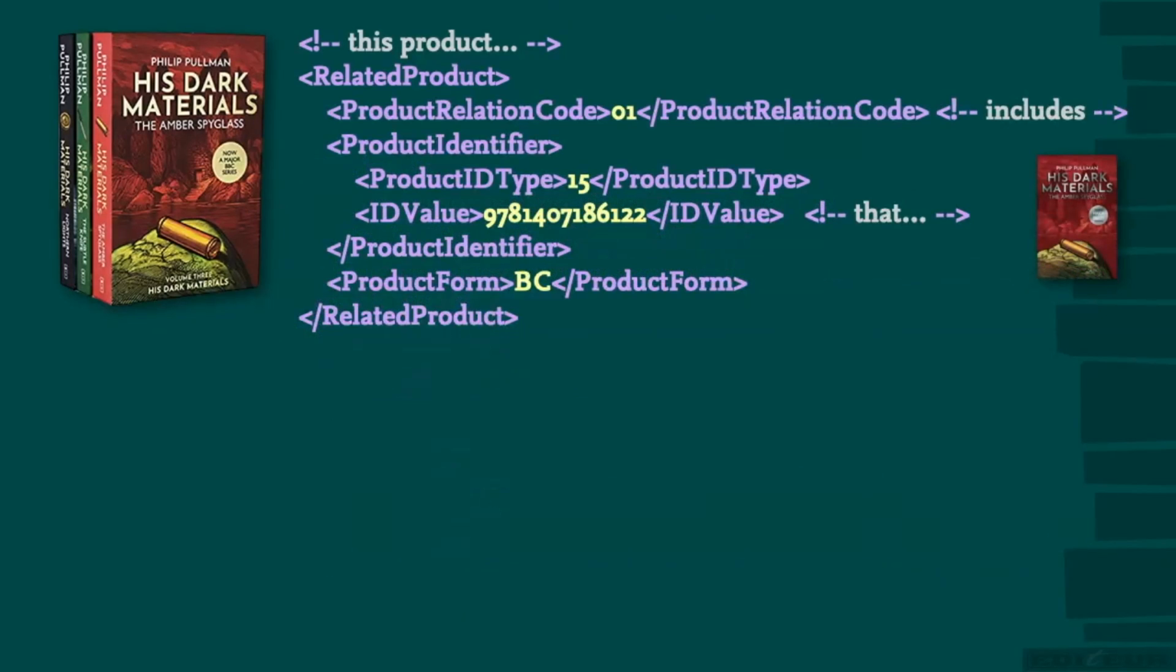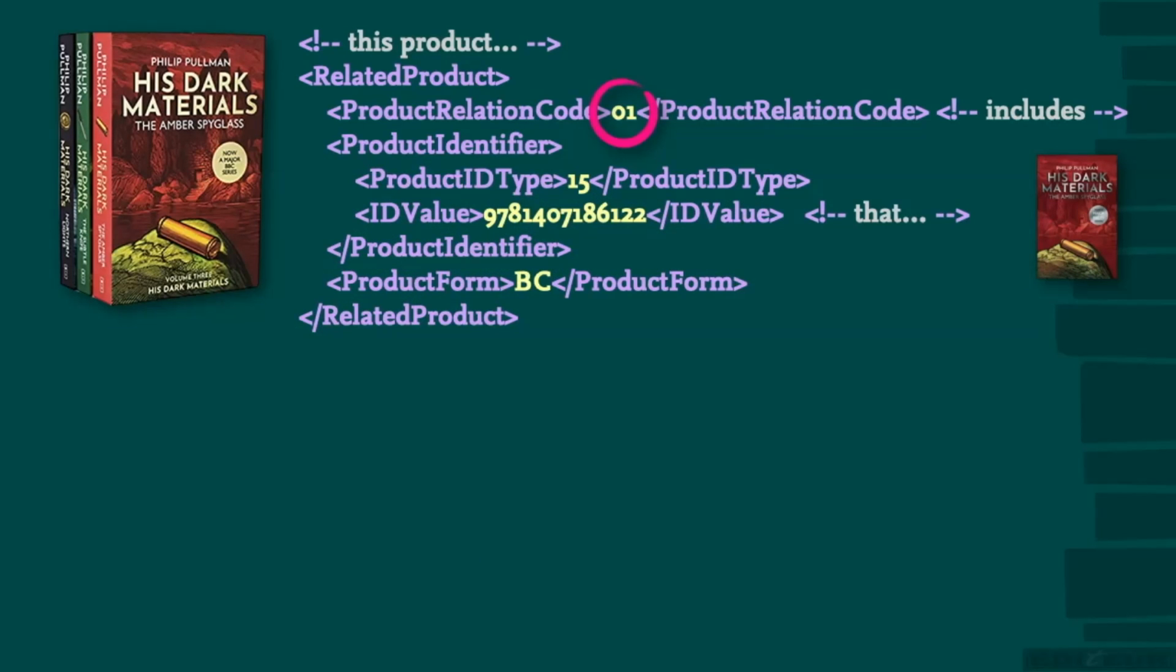Now, sticking with the box set, here you can see the related product section in block 5 of the Onyx. We have a relation code of 01, which means includes. You should read that as this product includes that. This product, the box set, includes that, the book with that ISBN. It's all too easy to get these relationships the wrong way around, so you end up stating that the book includes the box set and the box set is part of the book.